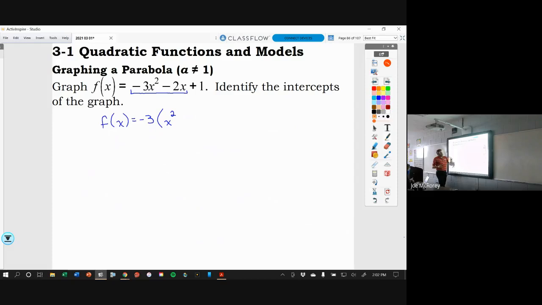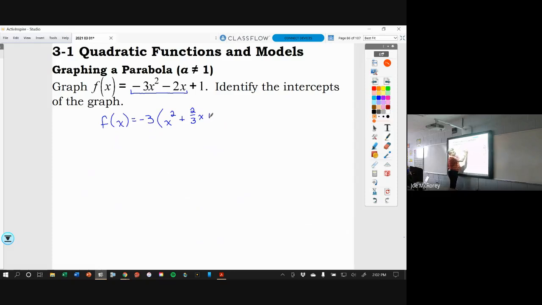Okay? So I'm factoring out a negative 3, which means I need to divide these both by negative 3, because later on they'll be multiplied by negative 3 to undo that dividing. What is negative 2 divided by negative 3? Positive 2/3. Negative divided by negative is a positive. Now just to check it real quick. Negative 3 times x squared is negative 3x squared. And negative 3 times 2/3 x is negative 2x. So I got what I wanted.